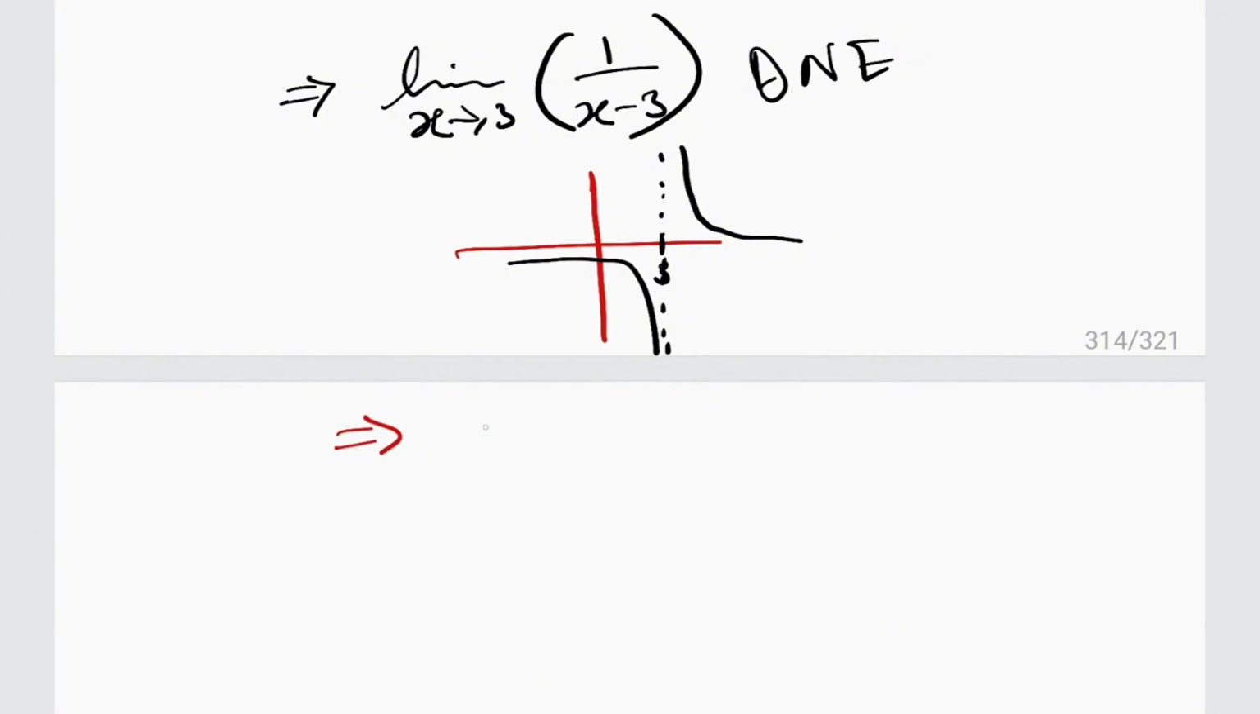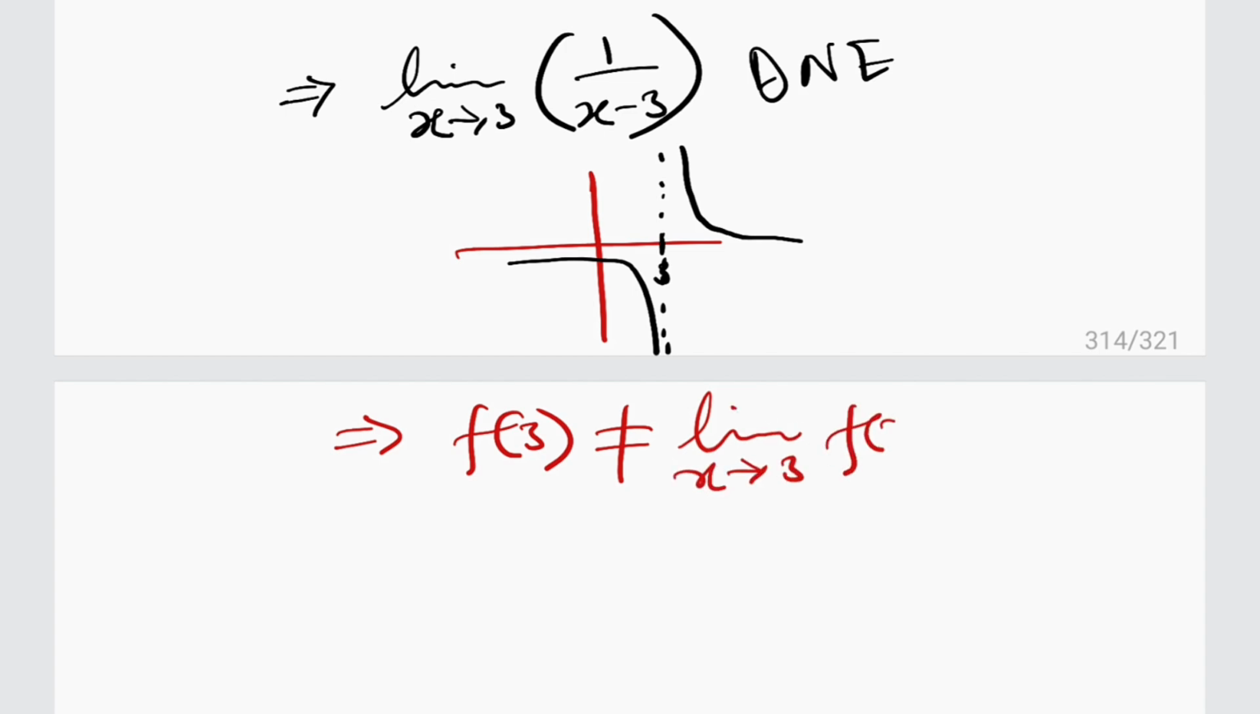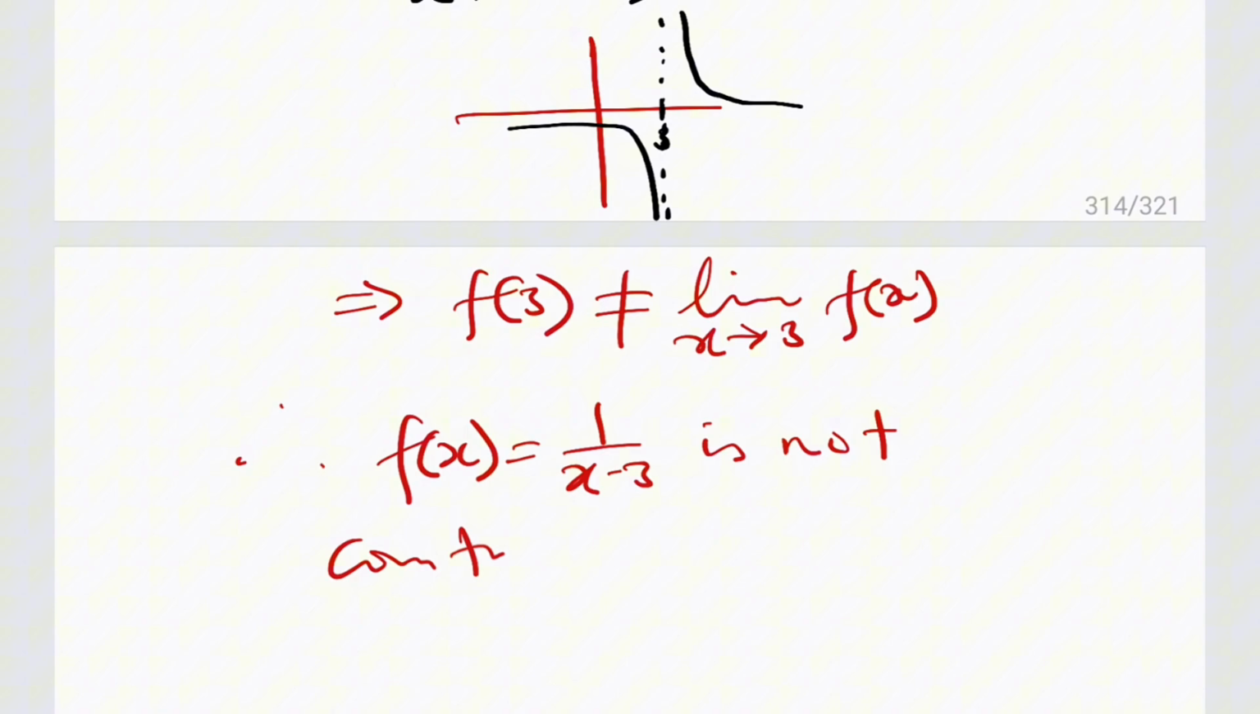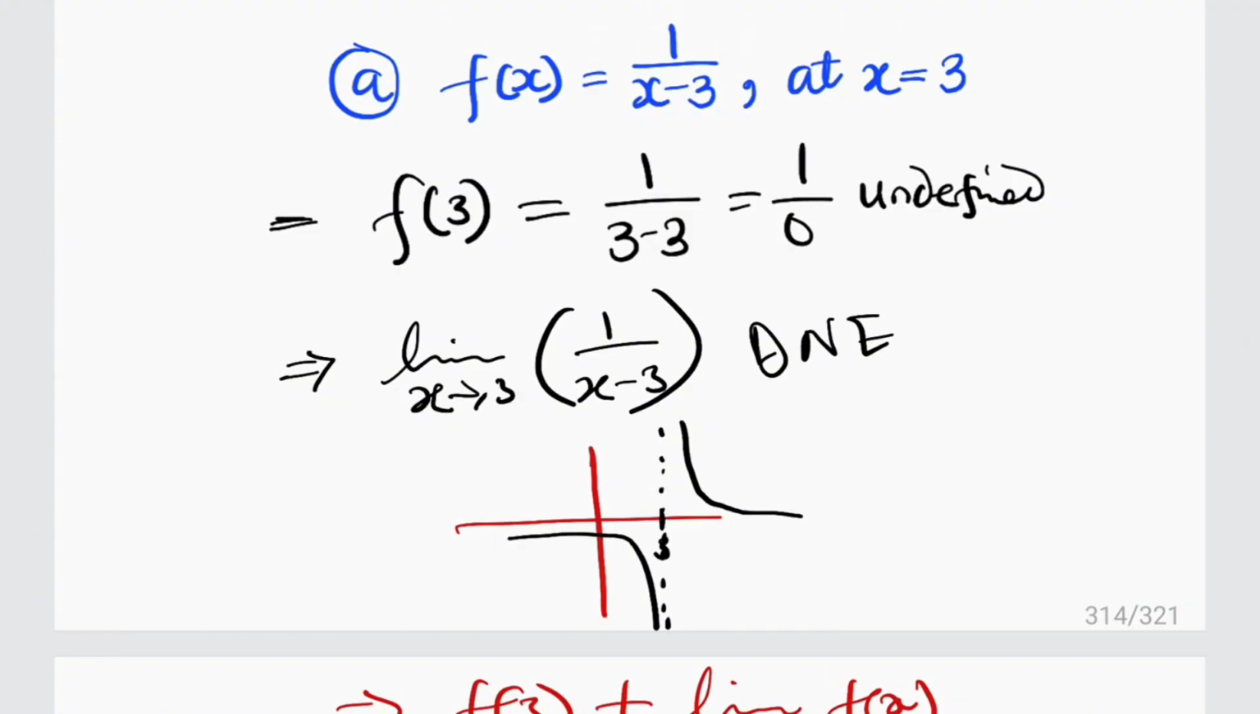And finally, you can see that f of 3 is not equal to the limit as x approaches 3 of the same function. Therefore, the function, which is 1 divided by x minus 3, is not continuous. It's not continuous, because it has to be specific: it could be continuous at other points, but at x equal to 3, it is not. Let's go to the second question.